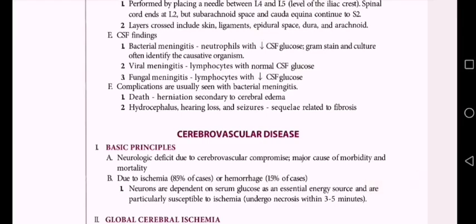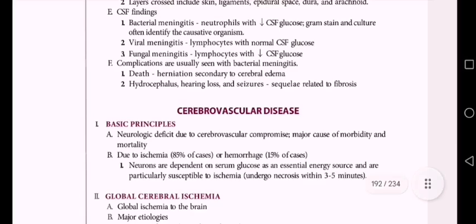Next is cerebrovascular diseases. The basic principle is neurologic deficit due to cerebrovascular compromise, a major cause of morbidity and mortality due to ischemia. 85% of the cases are ischemic, or hemorrhage, which is 15% of the cases. Neurons are dependent on serum glucose as an essential energy source and are particularly susceptible to ischemia, undergoing necrosis within 3 to 5 minutes.